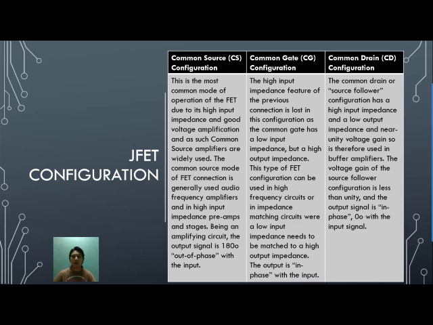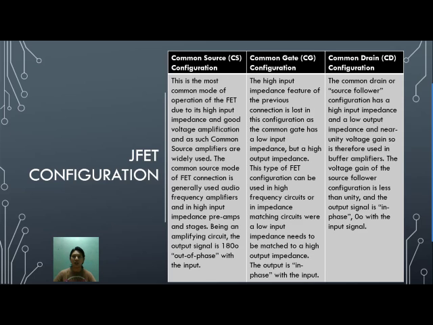The second one is common gate configuration. The high input impedance feature of the previous connection is lost in this configuration, as the common gate has a low input impedance but a high output impedance. This type of FET configuration can be used in high frequency circuits or in impedance matching circuits where a low input impedance needs to be matched to a high output impedance.